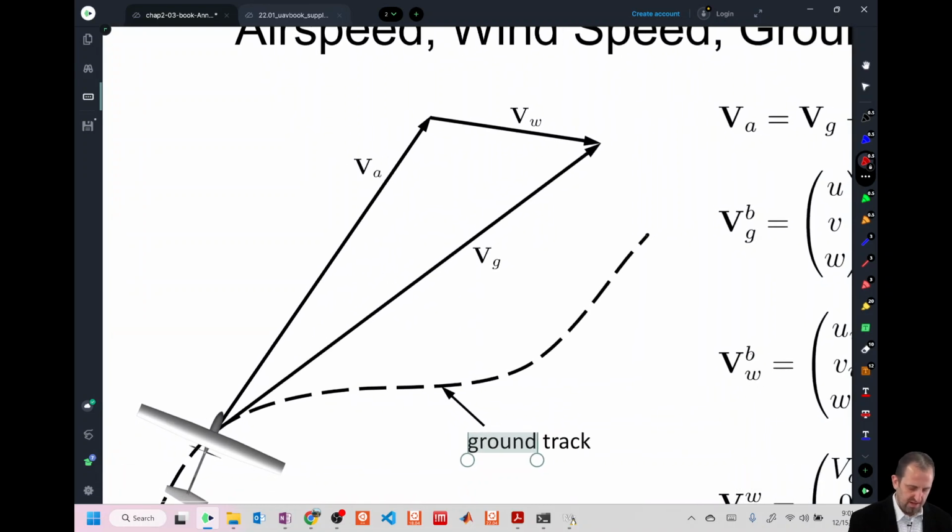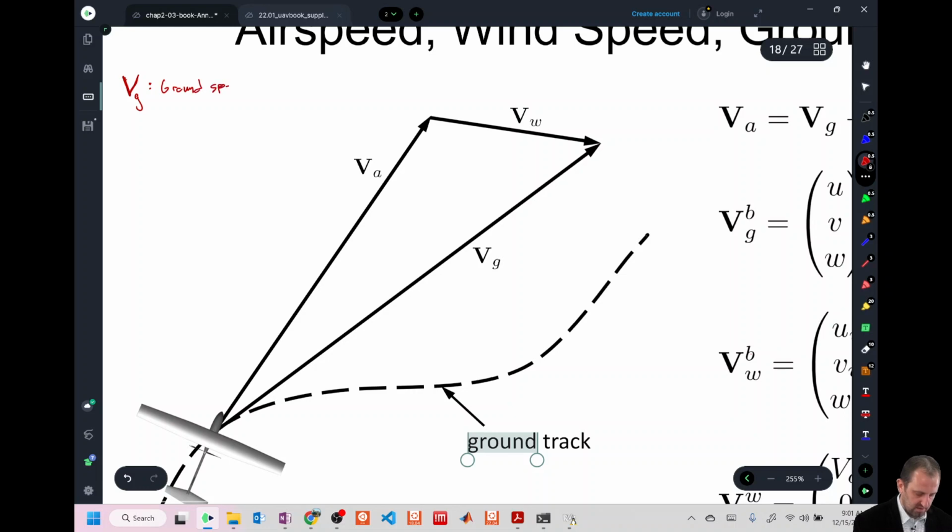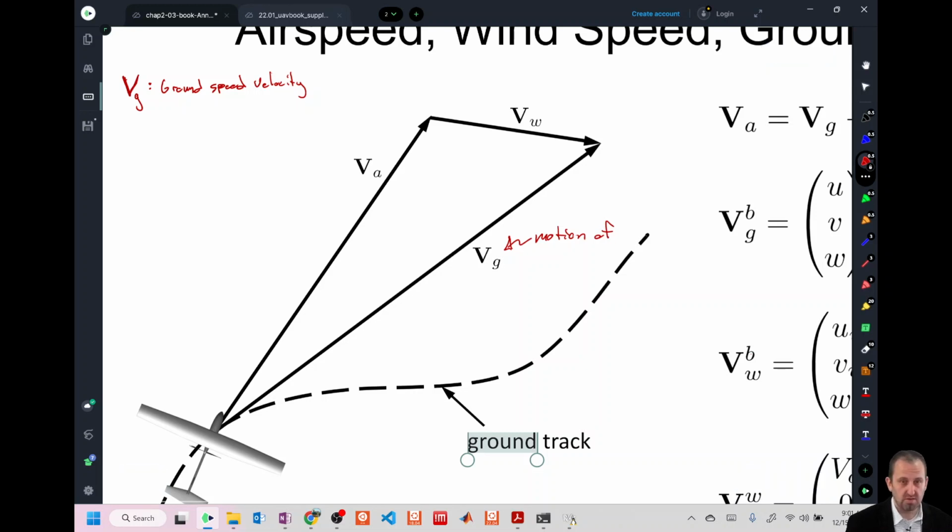We have V sub g, and I'll try to write that in bold. V sub g is our ground speed vector, or ground speed velocity. So that's actually the motion of our aircraft. And so that's how we quantify the velocity of our vehicle.